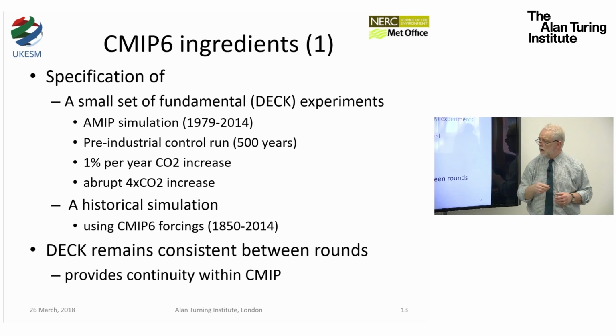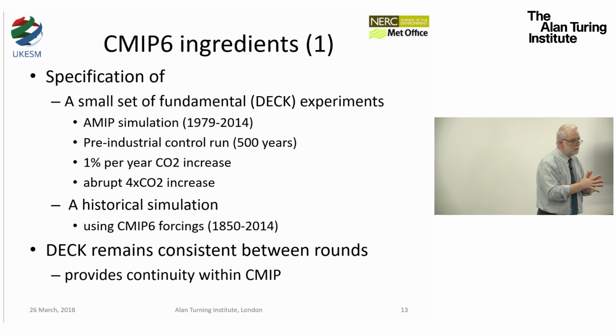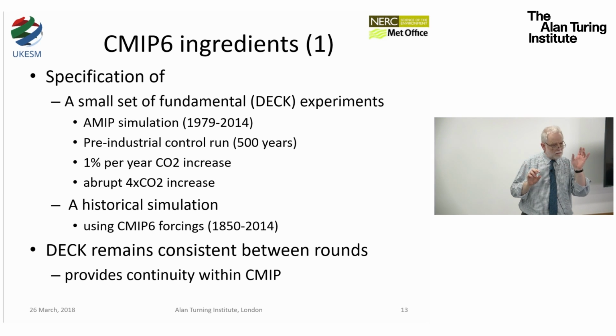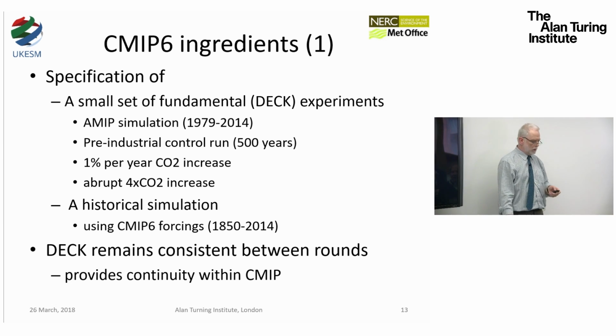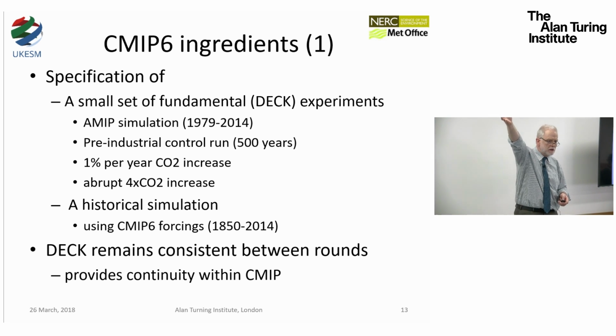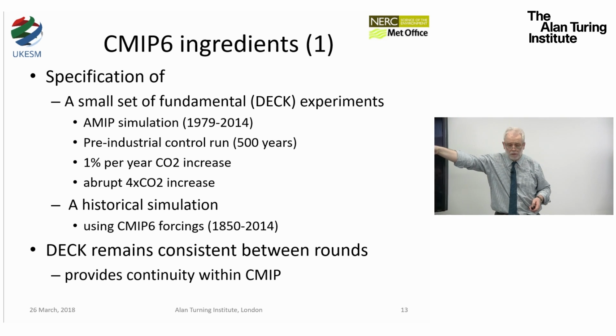So this collection of experiments is called the DECK, and it's supposed to remain consistent between rounds. We don't know whether it will remain consistent, because this is the first time they've tried to do something like this. What's the round? The next round of CMIP will be CMIP7. And this is something they've laid down, a new idea for CMIP6. So the aspiration is that it will remain consistent, providing continuity within CMIP. So in 1,000 years' time, when we're doing CMIP999, we'll still be doing these experiments, and our models will.